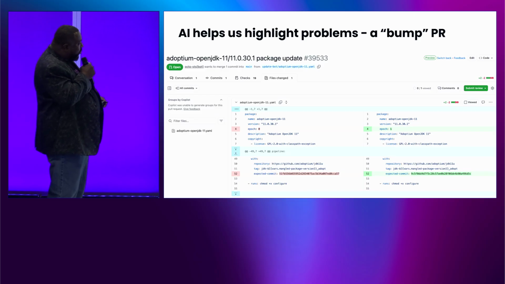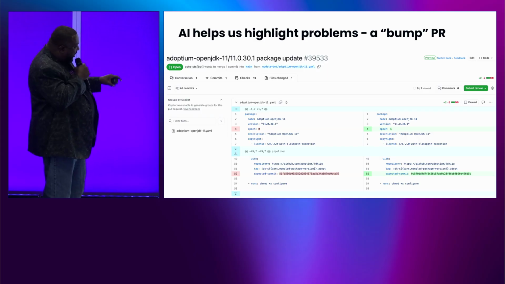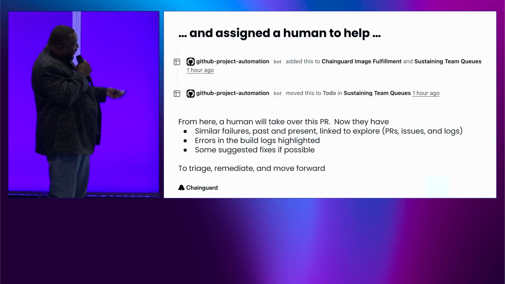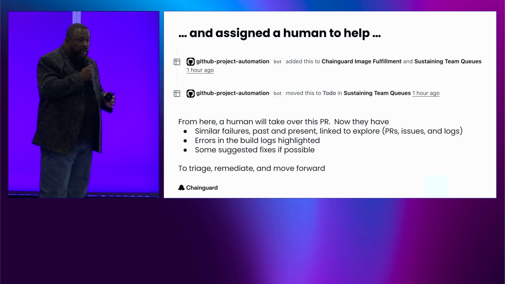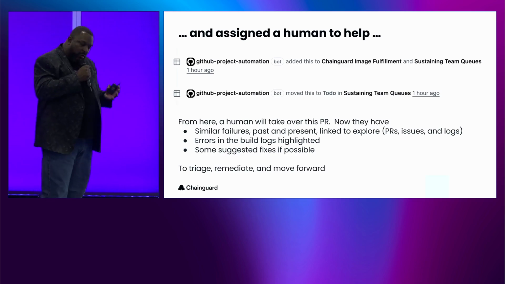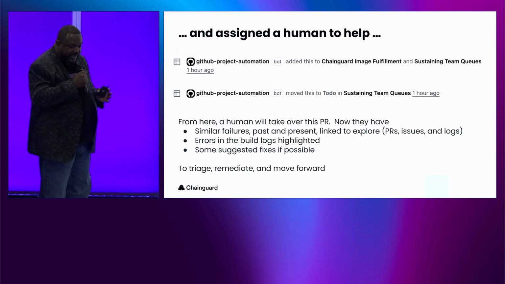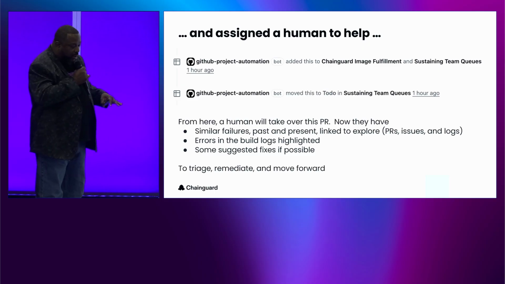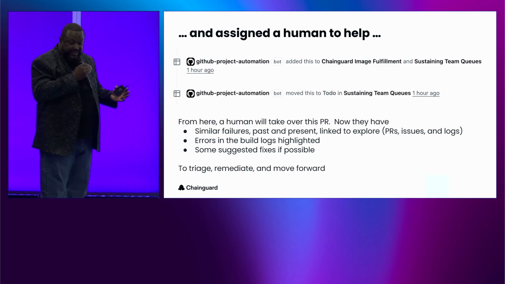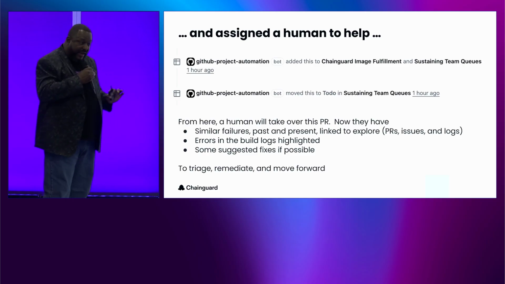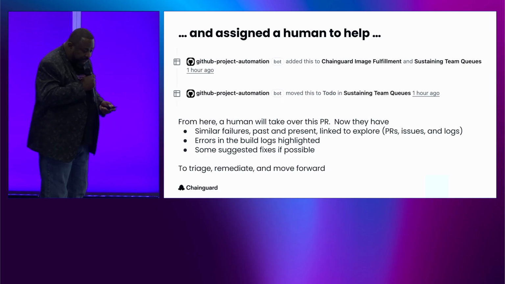This is an example of AI doing its thing. The main thing I want to point out is that when this AI PR is generated, it is also assigned to an engineering group. So a human does verify the work before it's submitted. We don't trust AI yet. We do not want to become Skynet. Essentially, we make sure that the errors in the build logs are highlighted. We do some suggested fixes as well. And then we also triage and remediate that. That at the moment is done by a human.